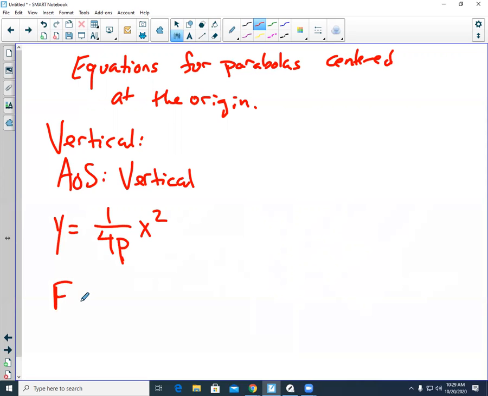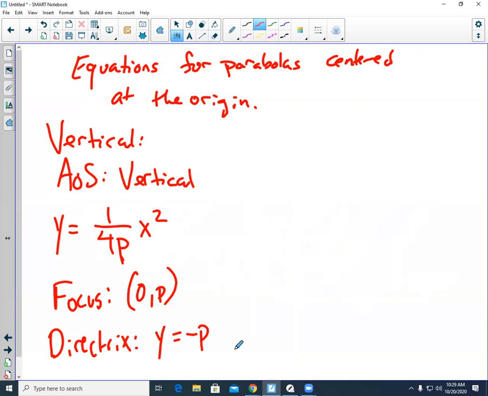The focus is the point 0, comma p, and the directrix is the line y equals negative p. So all of these are going to have the same kind of look. And it's actually just kind of nice if you can figure out what the focus is, you just plug that point in or that number in and you're good to go.